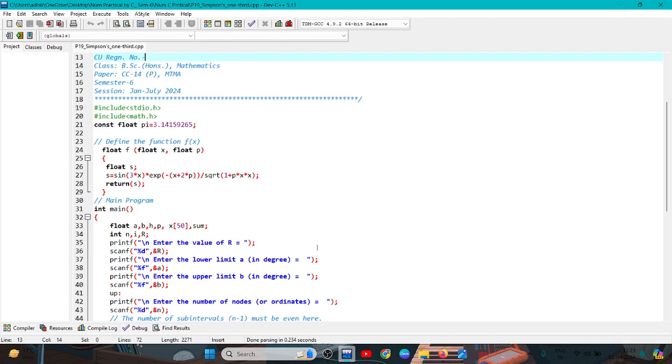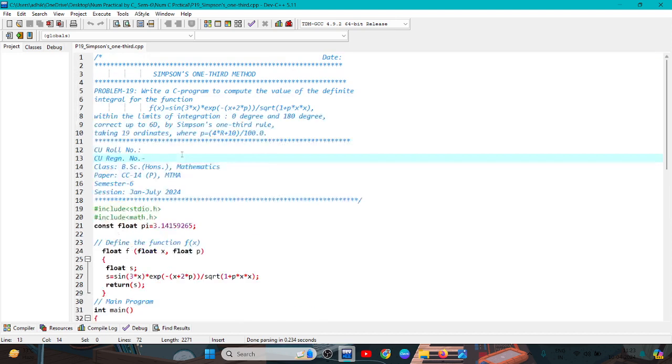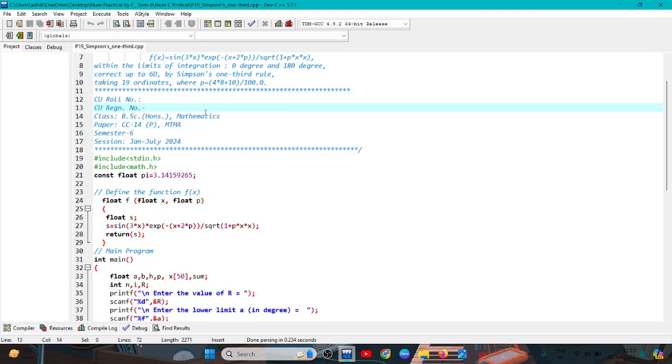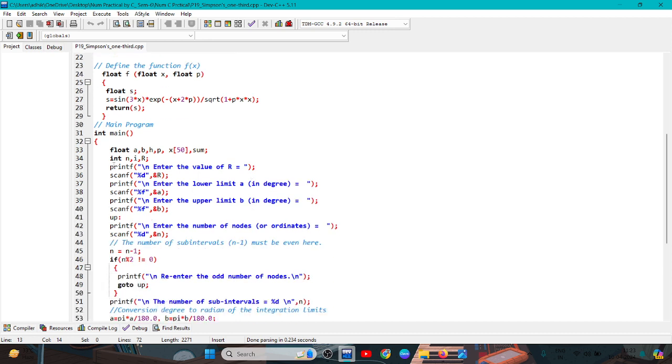Now this is the C programming. First we define the pi float variable, a constant, 3.1415925, and the given function, the integrand: sin 3x, exponential of (-x) + 2p, divided by the square root of 1 + p x². And the float variables a, b, h, p, and x, a one-dimensional array x[50], and some integer variables i, r.